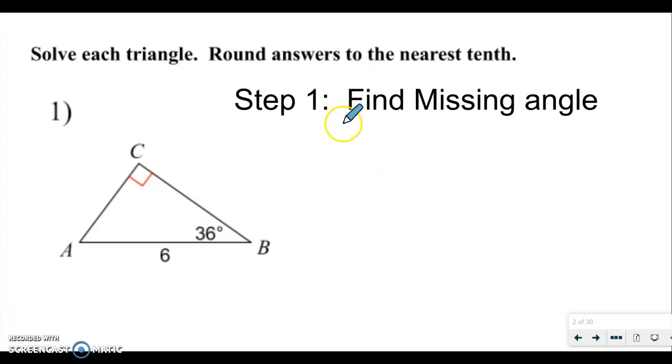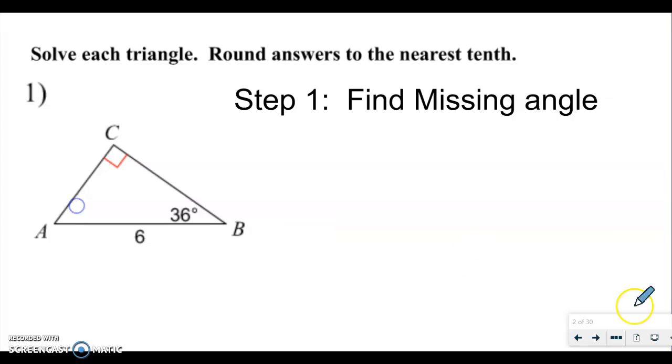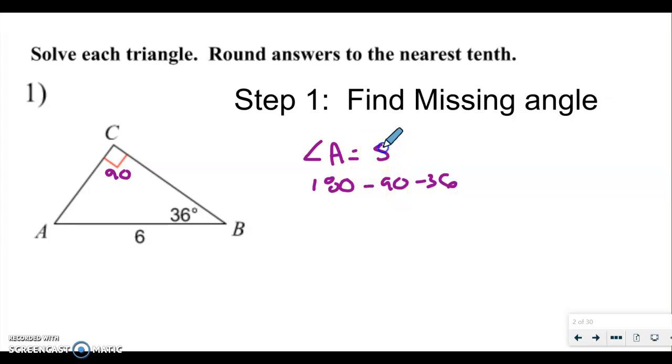So the first step in the process is for us to find the missing angle. So in this case, we want to find out what angle A is. Okay, we're going to find out how big is that angle. In order to do that, we know that a triangle has 180 degrees. We know one of them is 90, so we're going to take 90 away from 180, and then we're going to take 36 away. So we get that missing angle to be 54 degrees. All right, so step 1 is to find the missing angle.